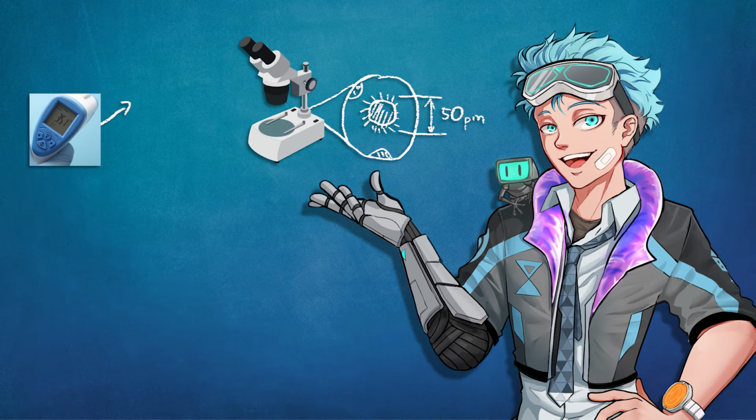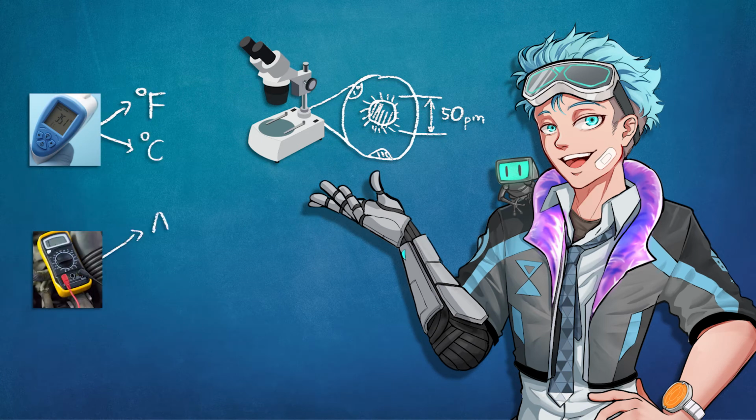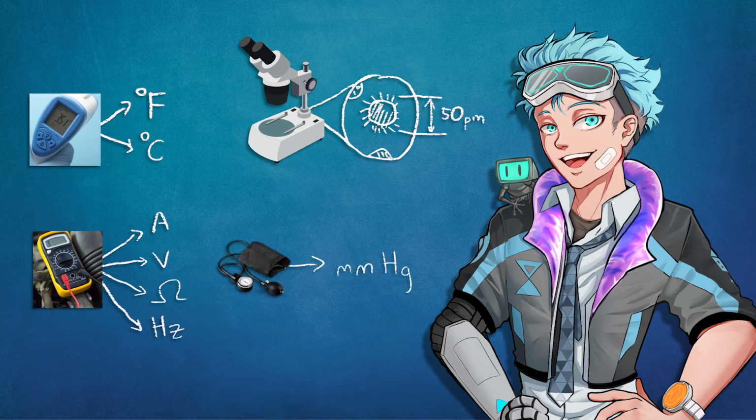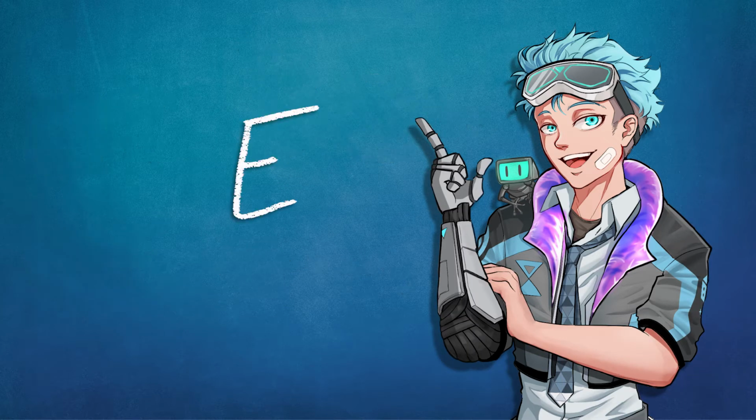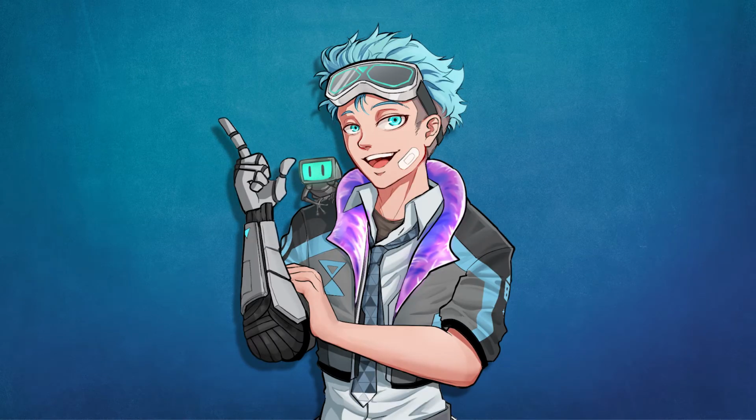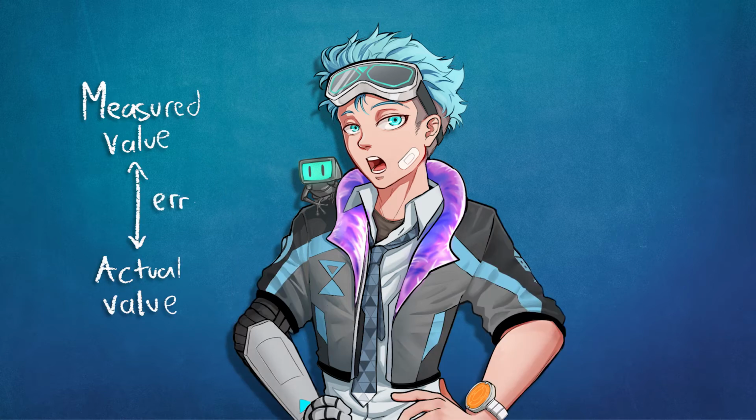There are so many kinds of instruments out there, each with their own intended purpose, that you're probably better off Googling them yourself. Regardless of how good or expensive your instrument is, however, measuring something will always have a degree of error. An error is the difference between a measurement and the actual value. Errors happen all the time and it's inevitable.